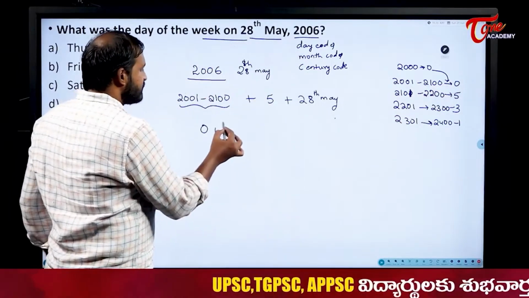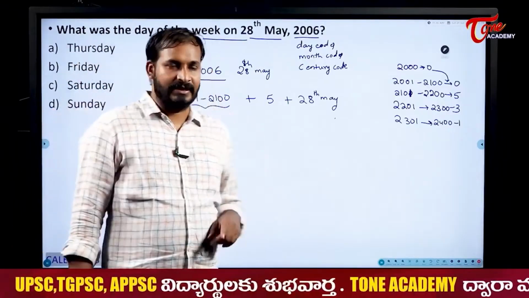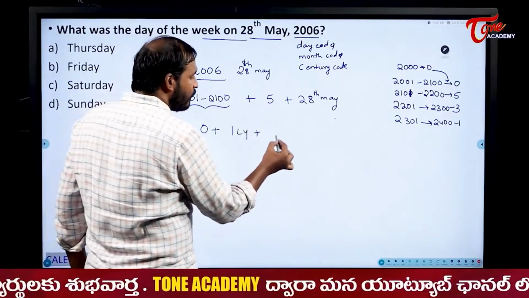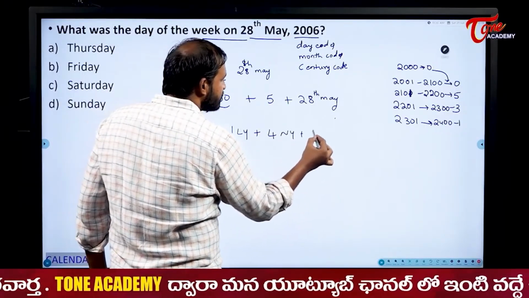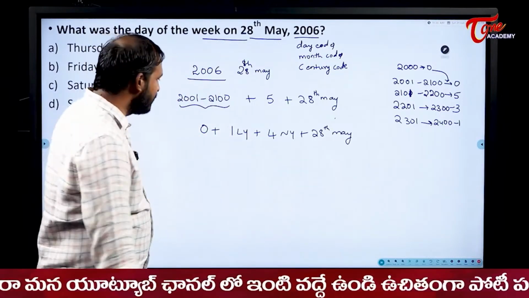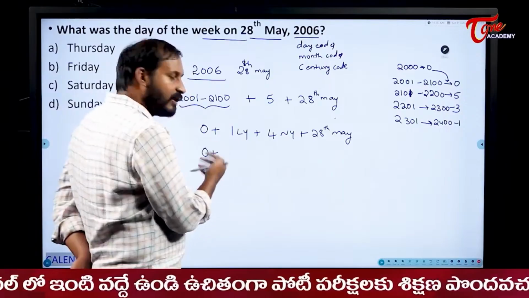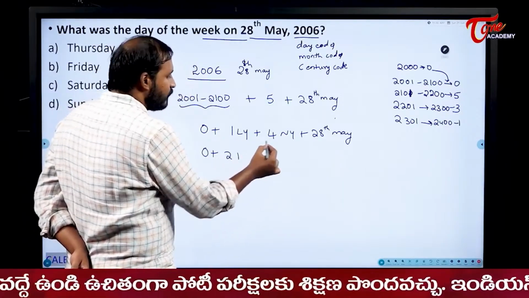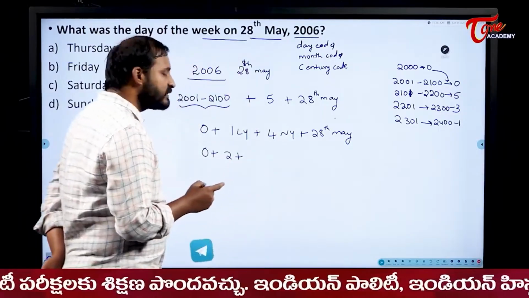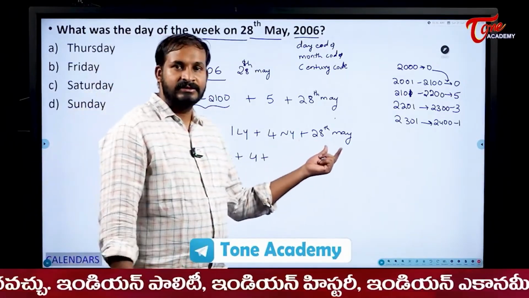0 plus 5 years. In 5 years, how many leap years will we have? Only 1 leap year. And out of 5, if 1 is a leap year, we will have 4 normal years plus 28th of May. Now please see here. 0 plus for 1 leap year, how many odd days? 2 odd days. Plus 4 normal years. For 1 normal year, how many odd days? 1. For 4 normal years, 4 into 1, 4. Plus 28th May, right?